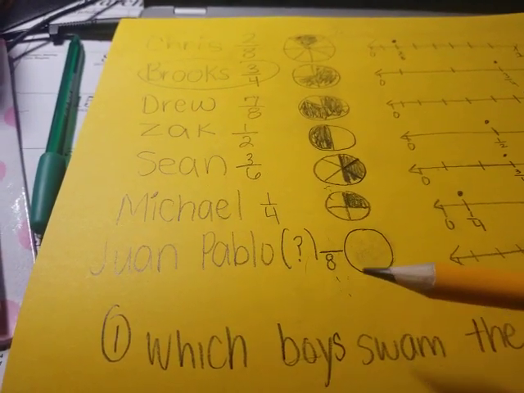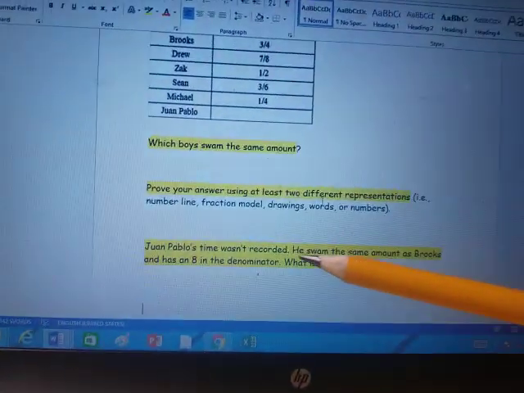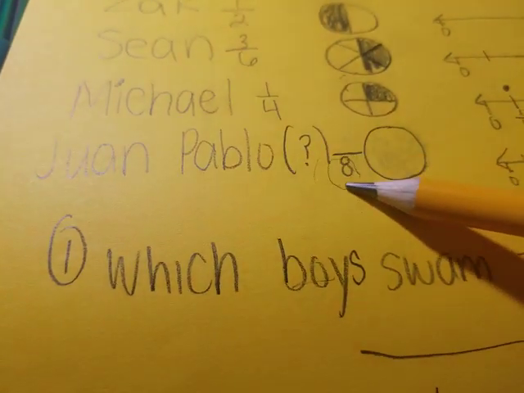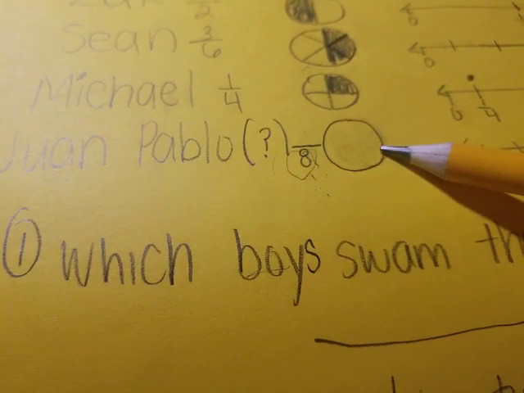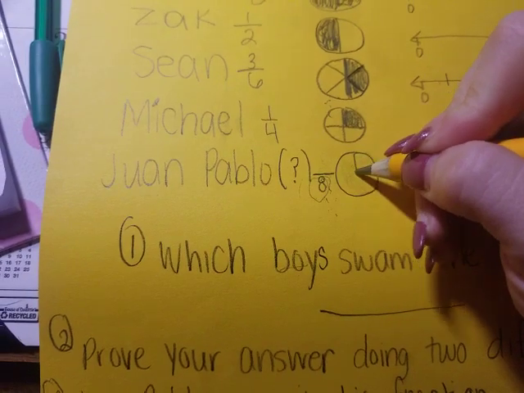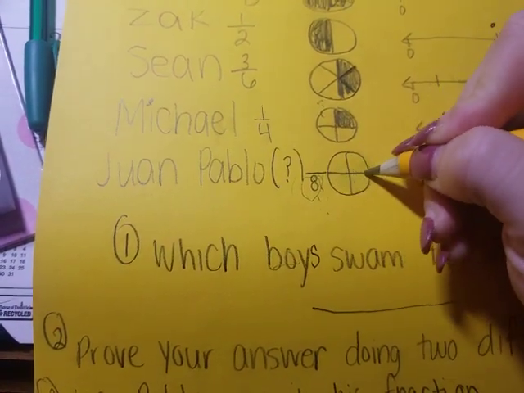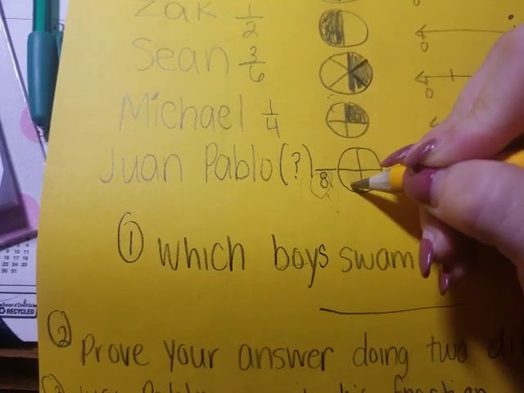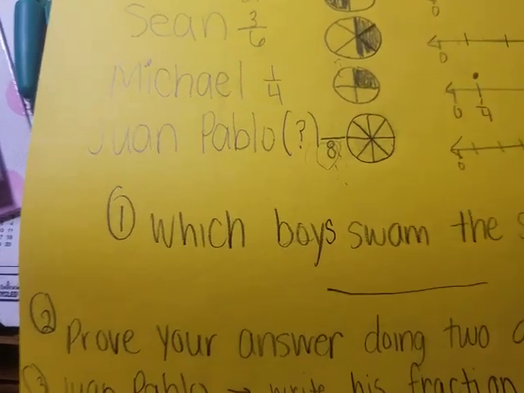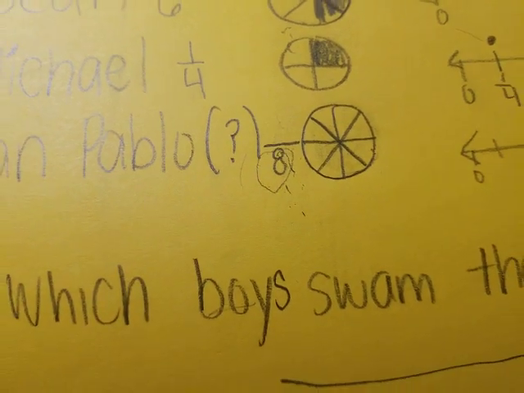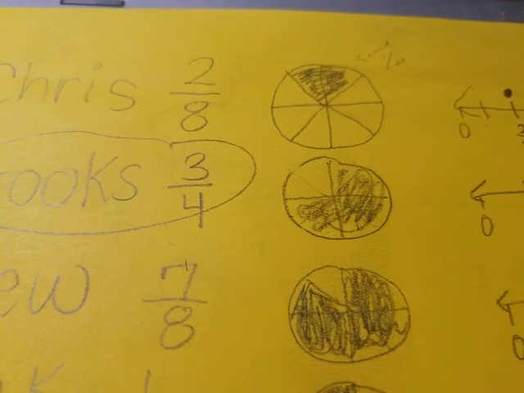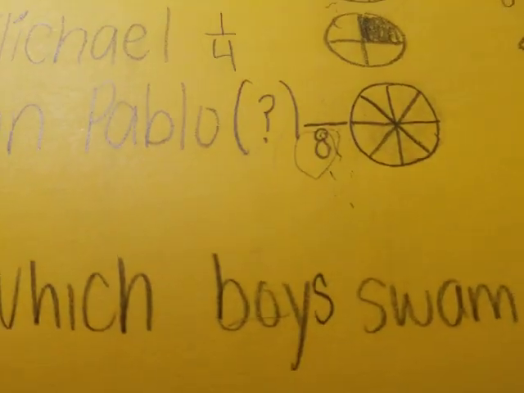Now, we have another hint. It says that the denominator is 8. So that's why I have an 8 here. So if we know the denominator is 8, we know that we can split this up into 8ths. So we're going to divide this into 8ths. I always start with a plus sign, then I make an X across, and that's how I make my perfect circle of 8ths. Now, if Brooks did 3/4, what would be the same fraction as 3/4?